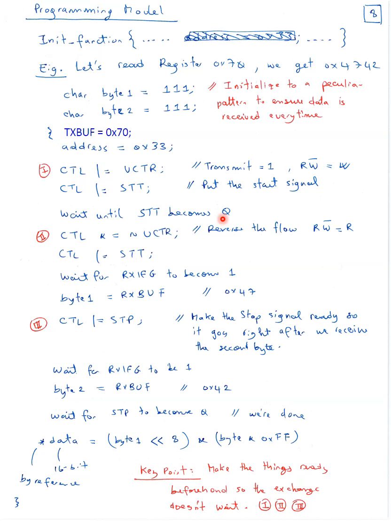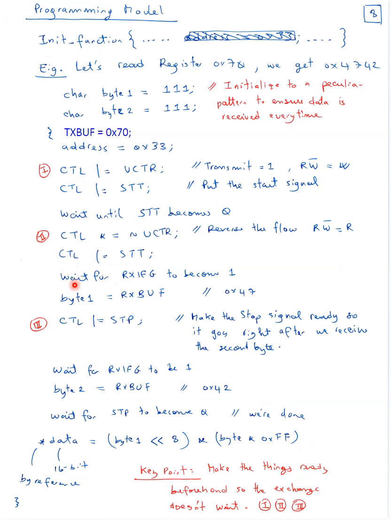Let's start getting ready for the next operation, which is a read operation. So now we're gonna go to CTL and set UCTR to 0 because this means read. And we're gonna set the start signal. So as soon as this guy is written and it has been acknowledged, the repeated start will go through. Address will remain 33, so we don't have to write the address again. So this is the second part of our exchange.